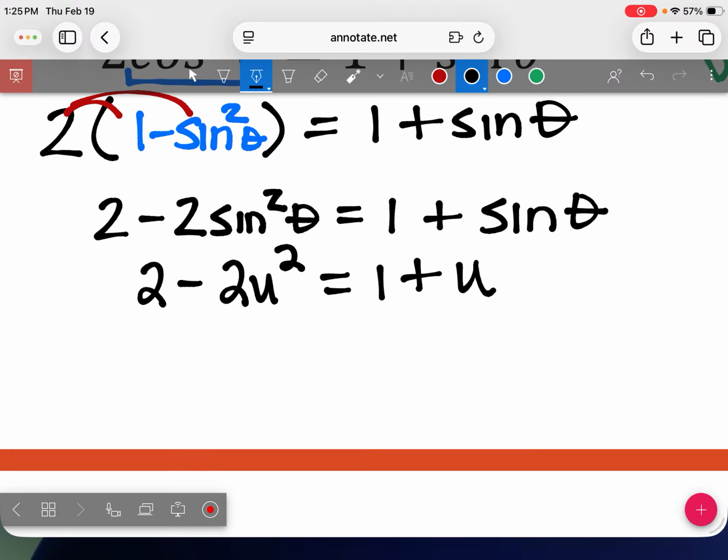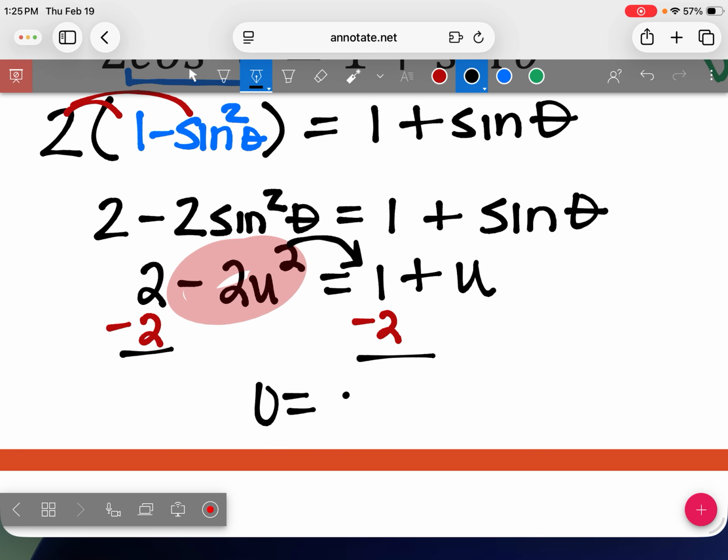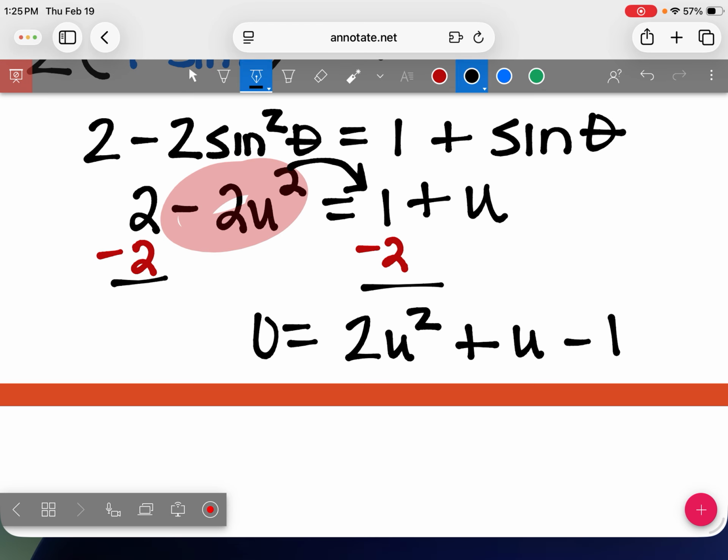Okay. I need to bring everything over, so I'm subtracting the 2. And then this term, I have to add it and bring it right to the front. So what I'll have is 0 equals positive 2u squared plus u minus 1. And I just flip-flop these terms. So this would have been negative 1 plus u. But when we write our quadratic, it's always a, b, c.